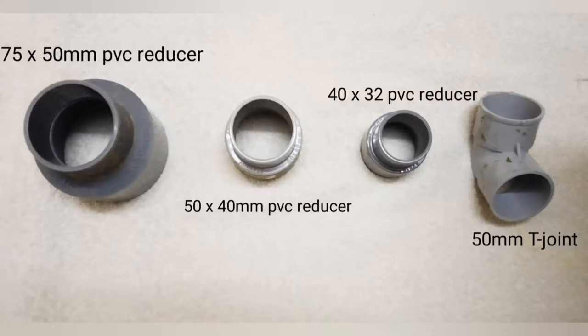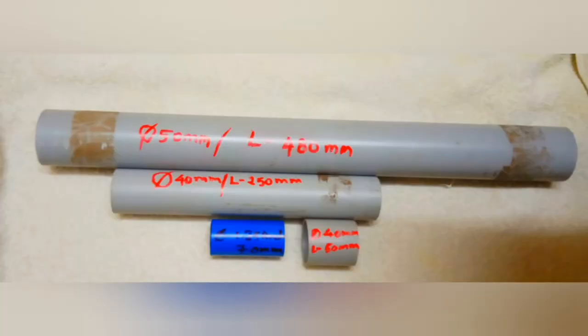Now you need a 75x50mm PVC reducer, 50x40mm PVC reducer, 40x32mm PVC reducer, and a 50mm T-joint. Then you need a 50mm PVC pipe, 40mm PVC pipe, and a 1.25 inch small PVC pipe. Now take the 50mm PVC pipe and cut it to a length of 48cm. Then take the 40mm PVC pipe and cut it into two pieces, one with a length of 25cm and the other with a length of 5cm.